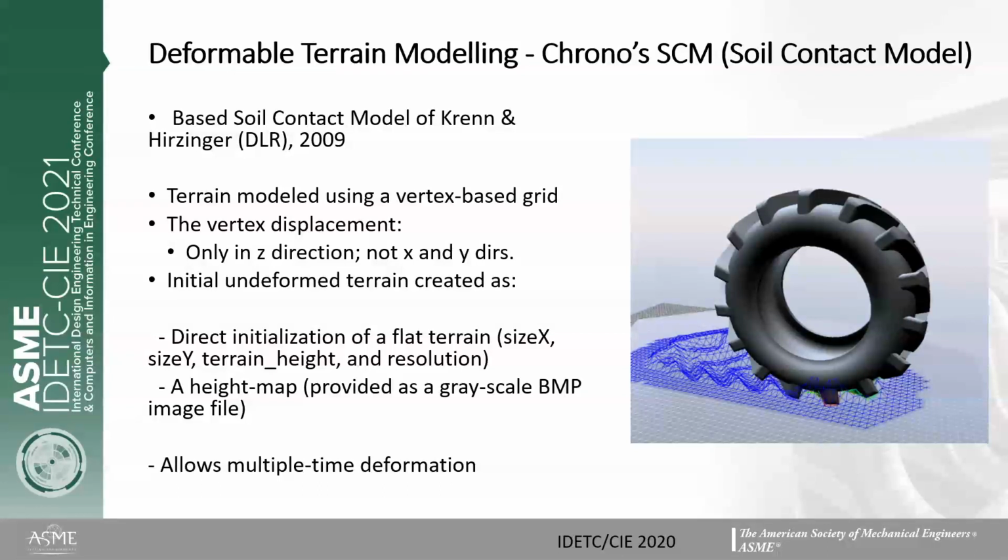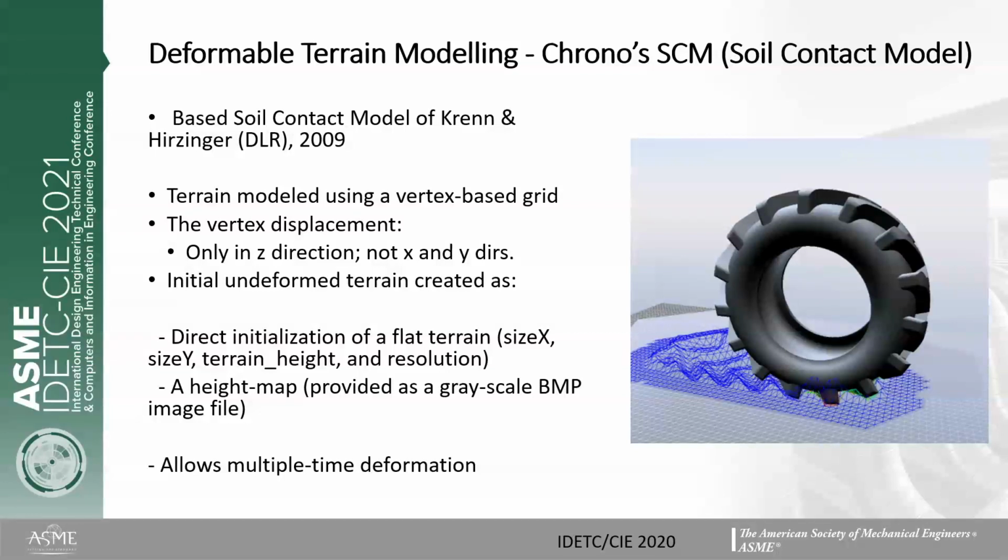Terrain modeling is basically a vertex-based grid. If we take the positive z direction to be vertically up, then the x and y coordinates of each vertex are fixed, and only displacement in the z direction is allowed. The initialization of such a terrain can be achieved either with direct initialization, basically a flat terrain, or from a BMP height map. So we can import any terrain as long as we have the height map data.